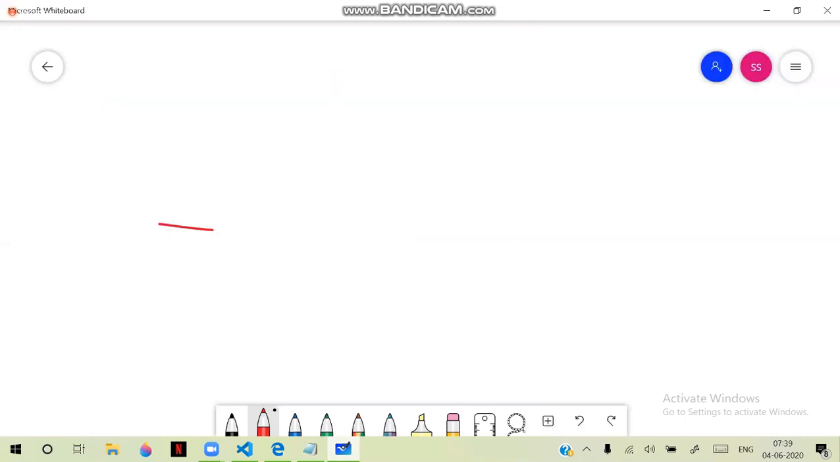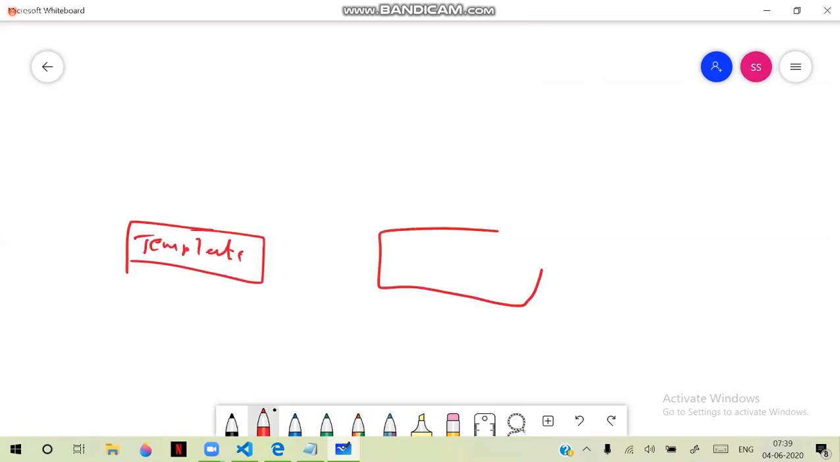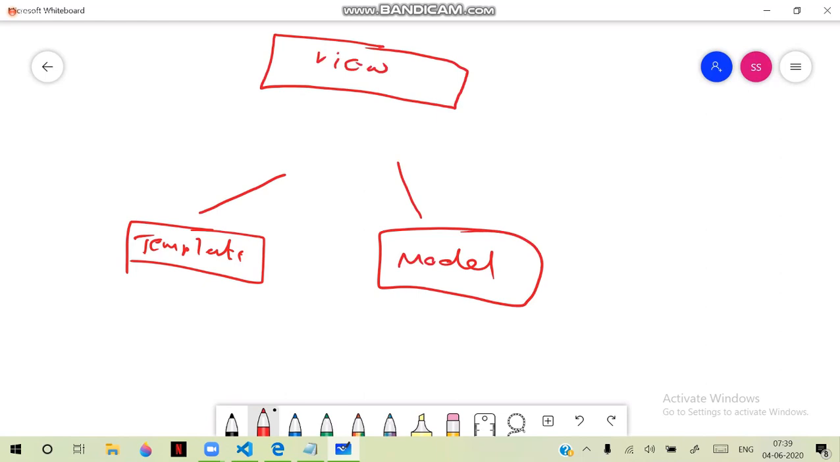That means we have a template, and we have a model. This data is merged to the view. That is one-time merging. After merging to the view, the model is no longer connected with it. This is like read-only. It is no longer connected to it.